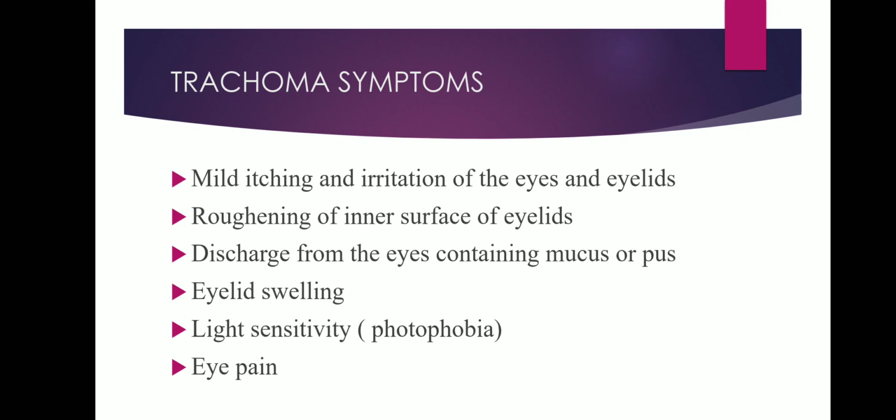Next, the symptoms of trachoma infection are mild itching and irritation of the eyes and eyelids, roughening of the inner surface of the eyelids, discharge from the eyes containing mucus or pus, eyelid swelling, light sensitivity which is photophobia, and eye pain. These are the symptoms of trachoma.